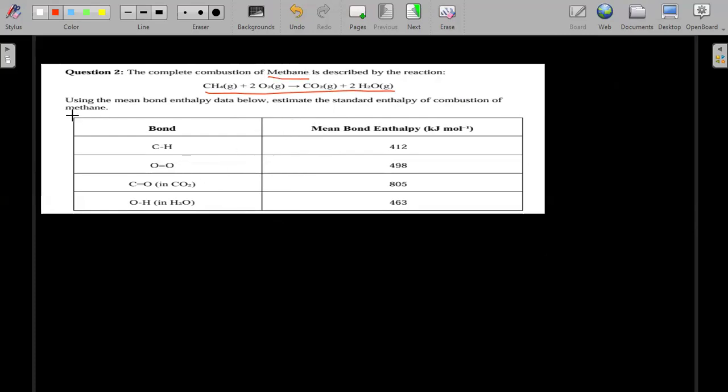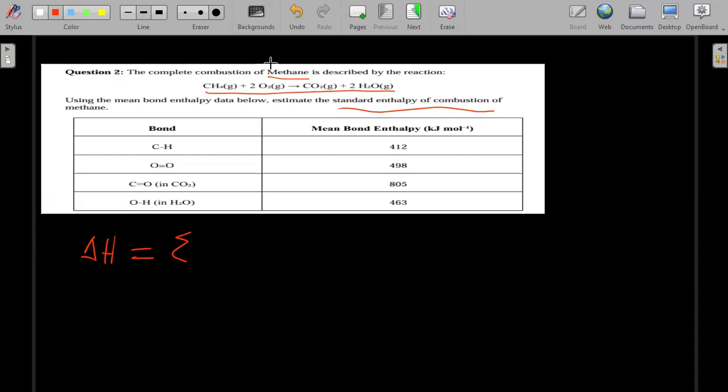Now we are saying, using the mean bond enthalpy data below, estimate the standard enthalpy of combustion of methane. So we are given the mean bond enthalpy for this reaction, and we are asked to estimate the standard enthalpy of combustion. Being given the mean bond enthalpy, we know that the standard enthalpy of combustion is going to be given by the summation of the bonds that have been broken.